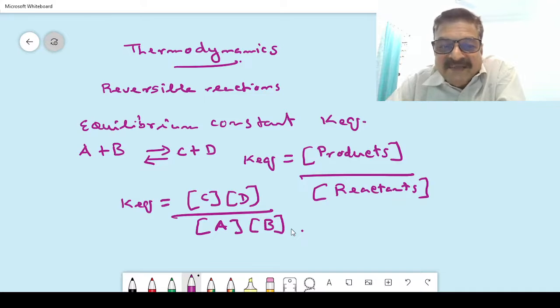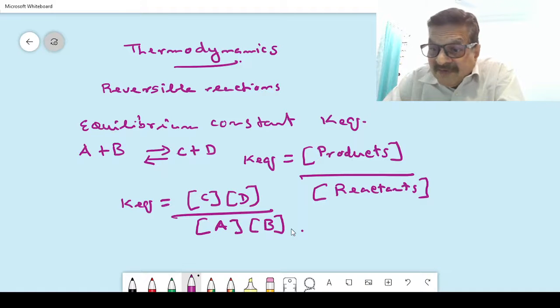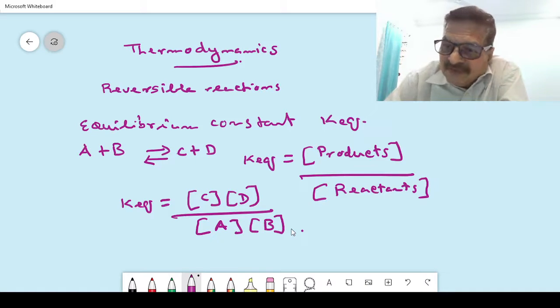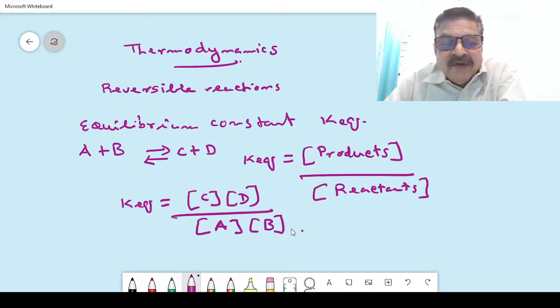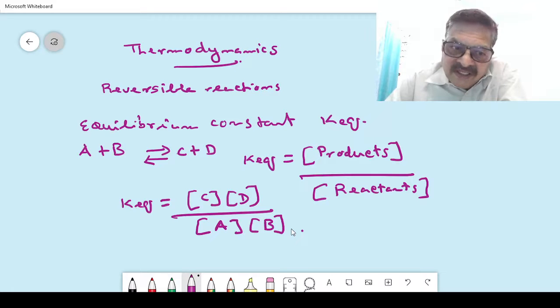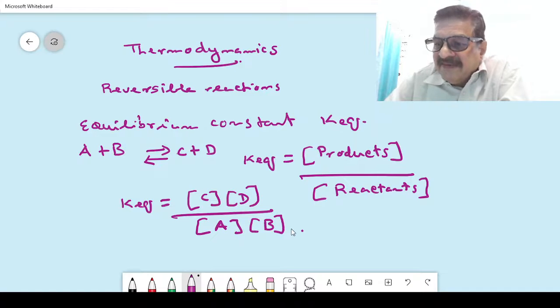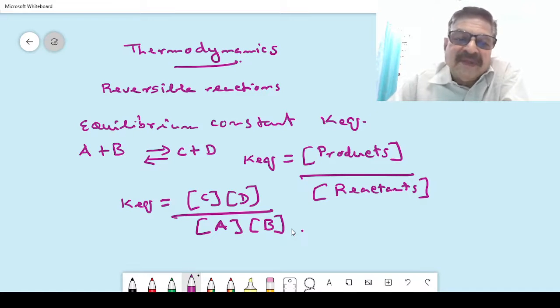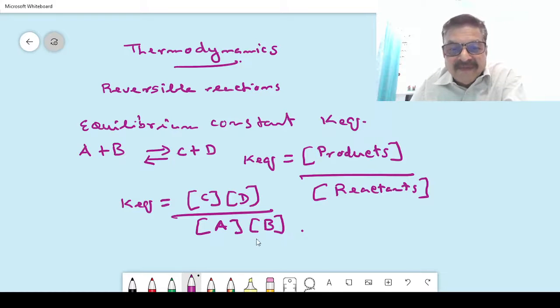Now what is the significance? It is very simple: products divided by reactants. There is a significance for this equilibrium constant. It is concerned with the equilibrium, so the equilibrium constant tells us about the position of the equilibrium. Correct? What is meant by position of the equilibrium?